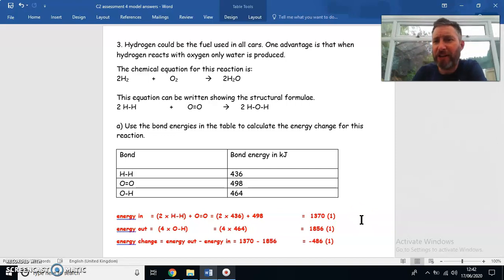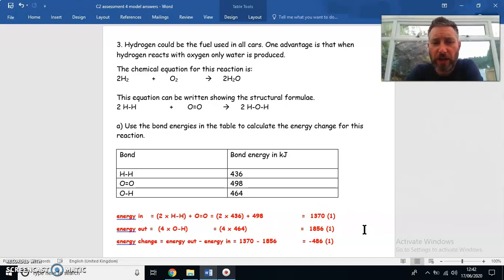Right, energy out. That is the energy that's released when the products form the new bonds. What are the products? I've got 2 molecules of water. That means there's 2 OH bonds per molecule, and there's 2 of them, so that's 4 OH bonds in total. So energy out is 4 times OH. That's 4 times 464, which gives us 1,856 kilojoules per mole.